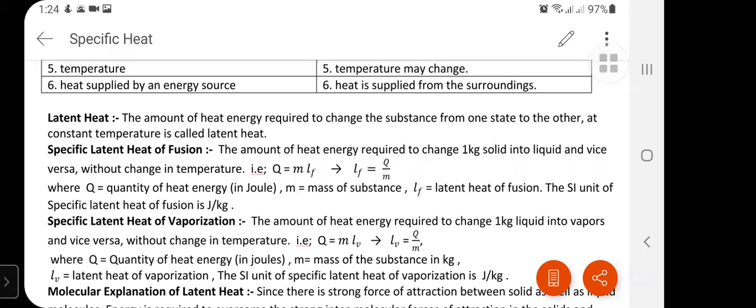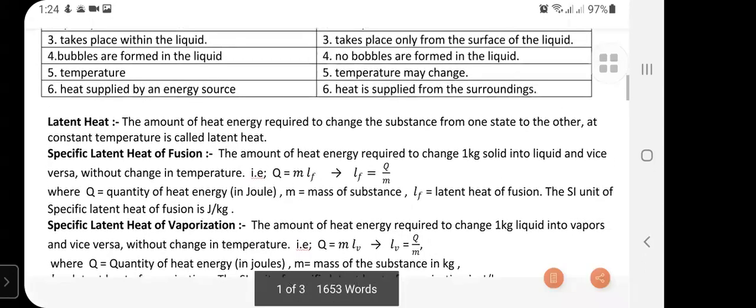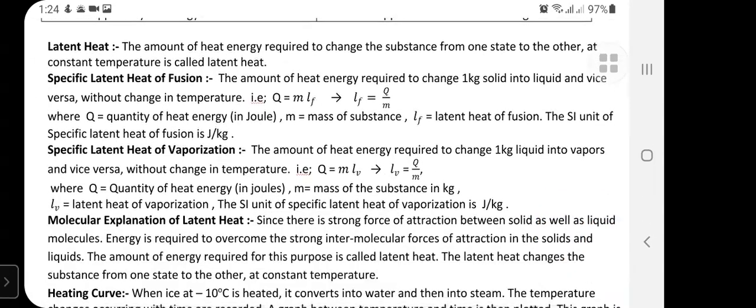So the formula for latent heat of fusion will be Q = m × Lf. Here Q is the amount of heat energy and small l represents the latent heat, and F is used to show that it is the latent heat of fusion. If we make Lf the subject of the formula, it will be Q over m.